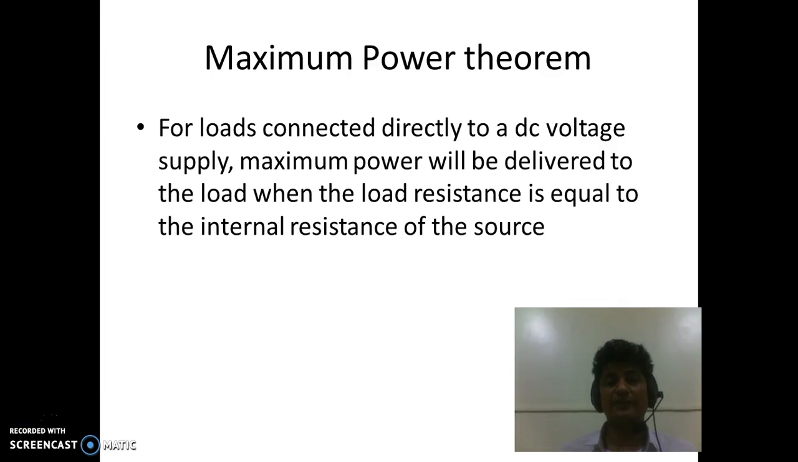Now we will see the maximum power theorem. The maximum power theorem states that maximum power is transferred to the load when the internal resistance of the source is equal to the load resistance. Similarly, we have another theorem called Millman's theorem. Whenever we have a circuit containing multiple parallel branches, each branch containing a voltage source in series with a resistance, that entire circuit will be replaced by a single voltage source in series with a resistance. So this is Millman's theorem.